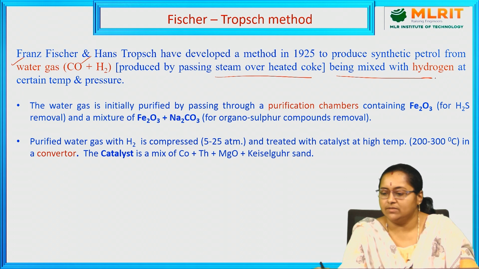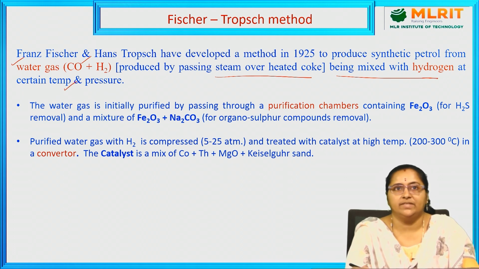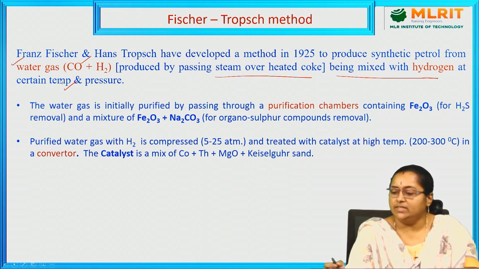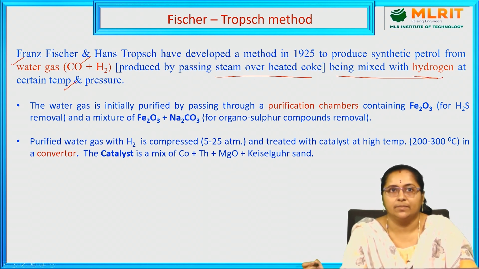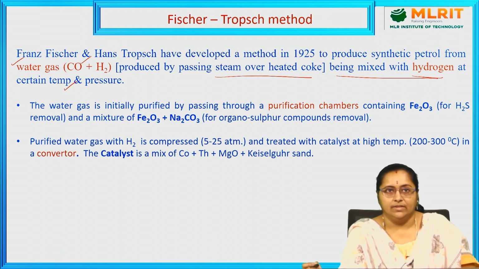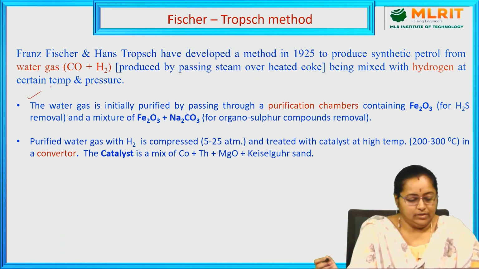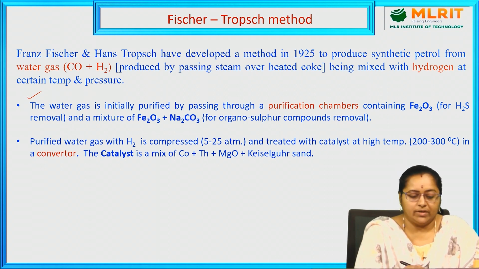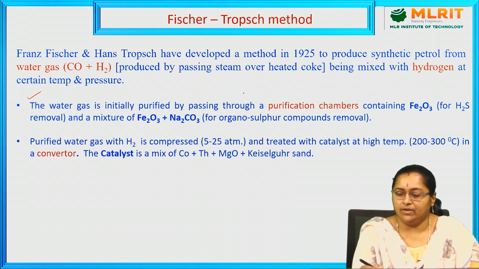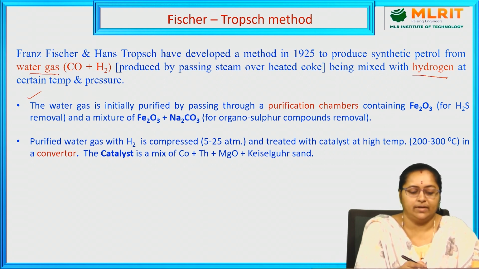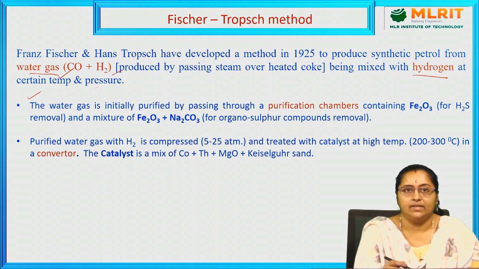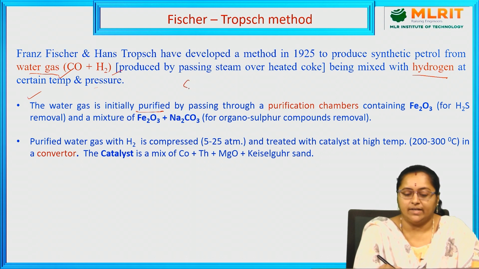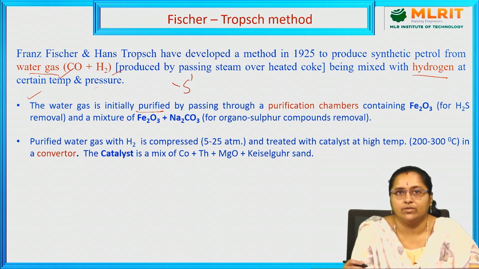This is mixed with hydrogen at a certain temperature and pressure. Initially, the water gas is hydrogenated by supplying some amount of temperature and pressure, and then the process starts. In the procedure for producing synthetic petrol, first we hydrogenate the water gas by supplying temperature and pressure. Later it is purified. Purification is done for removing the sulfur content. Sulfur content is very toxic in nature.